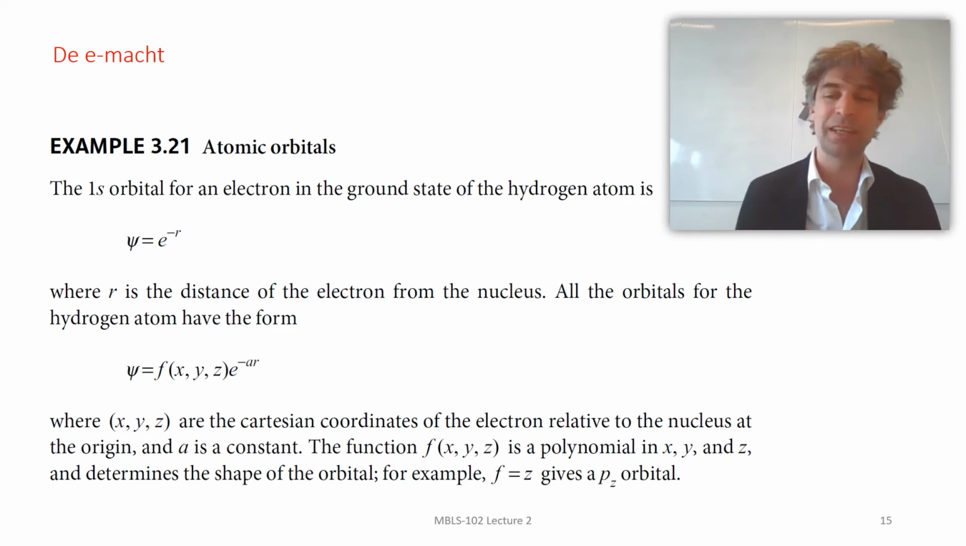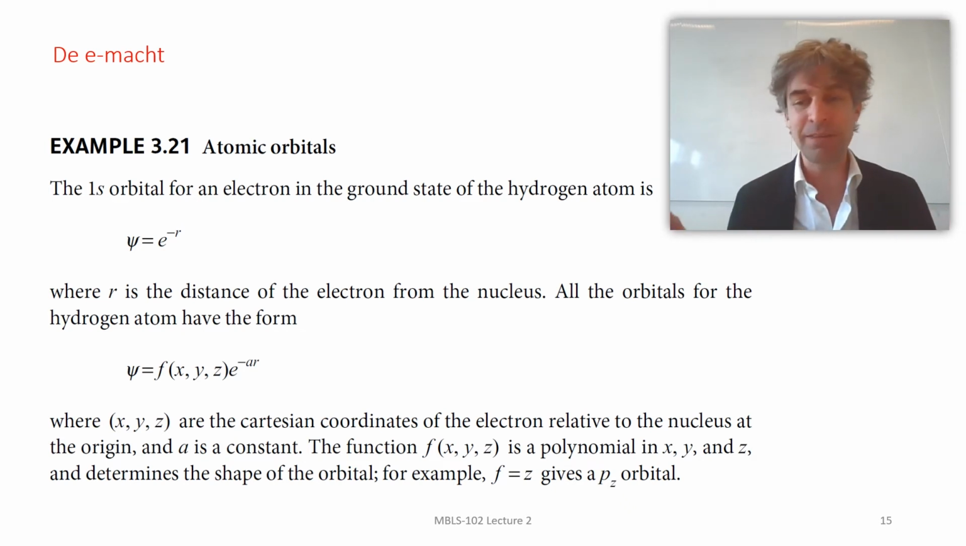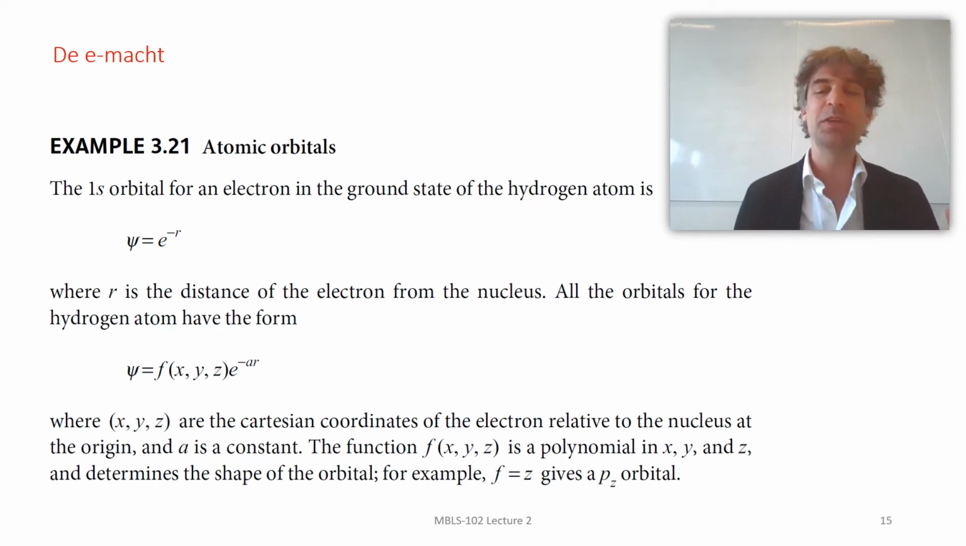So e is a super important function. It's not just here, it's also in probability theory. It pops up everywhere in mathematics. So e is important, but also its inverse. So let's move on to its inverse.